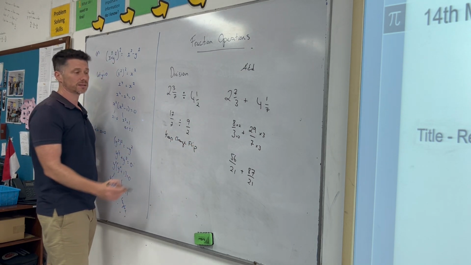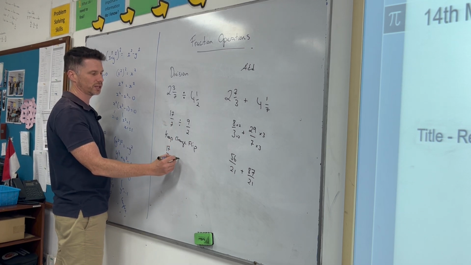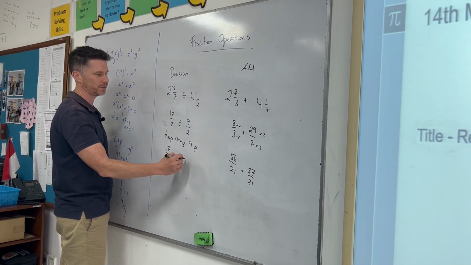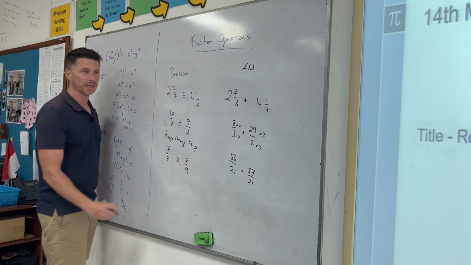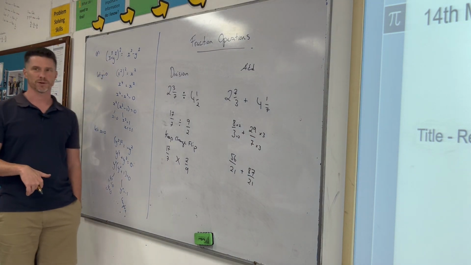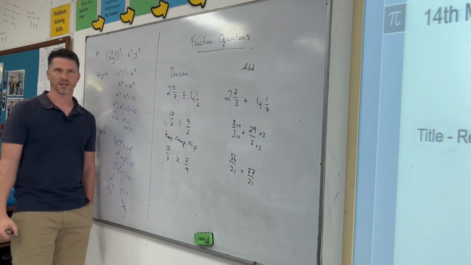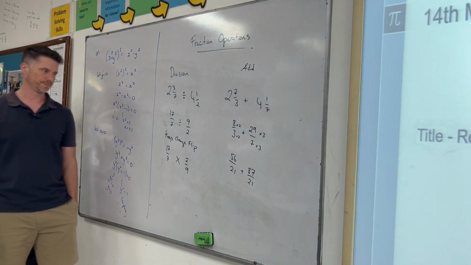This means I keep this the same. I change this to multiply and I flip this upside down. The reason behind that is because multiplication is the opposite to division. So if I want to multiply what I divided, I got to use the opposite number.